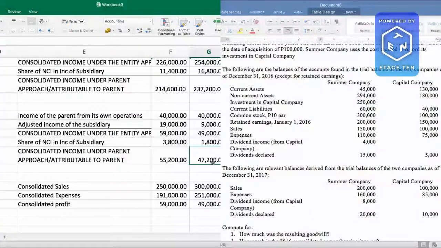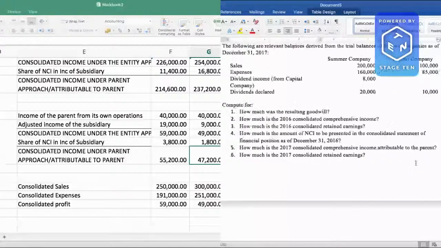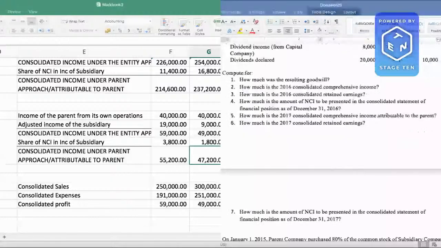Okay. So how many questions were we able to answer already? Income under the entity approach or consolidated income, share of the NCI in the income of the subsidiary, and income attributable to the parent. Also, we are able to solve for consolidated sales and consolidated expenses. Next question in this problem is, we already have the income to the parent. Next is, how much is the consolidated retained earnings? Okay, no problem.